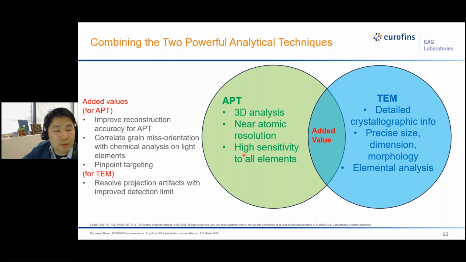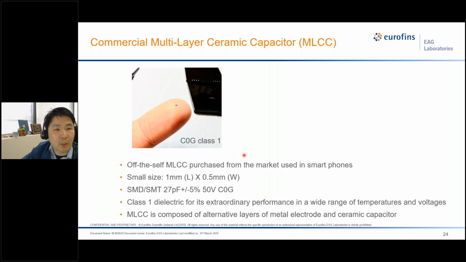So in this work, the sample we chose is an MLCC, a multi-layer ceramic capacitor. This kind of capacitor is used in power stabilization, signal processing, and wireless communication. This is actually the best product in the market that we purchased. It is a C0G grade class 1 dielectric MLCC that has good performance over a wide range of temperature, voltage, and frequencies.